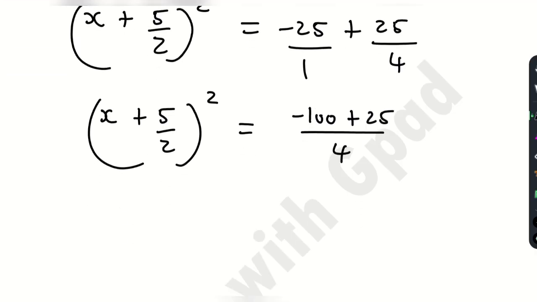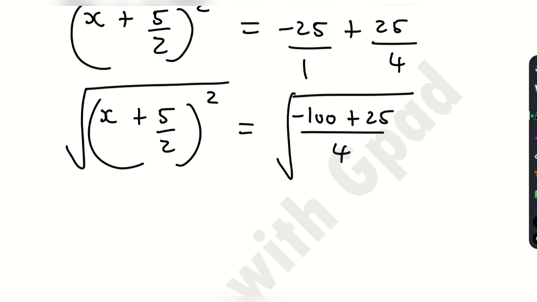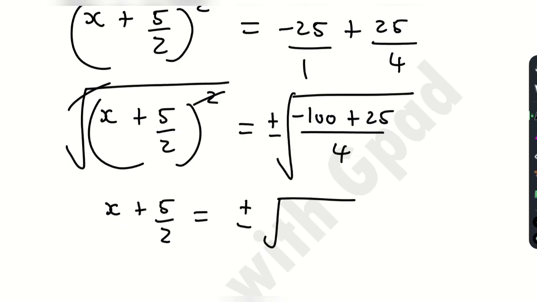Moving on, I will square root both sides to remove the square from here. Okay, so this is plus or minus. You see that now? Now I'm going to have x plus 5 over 2 is equal to plus or minus the square root of what? Negative 100 plus 25 is negative 75, then over 4.